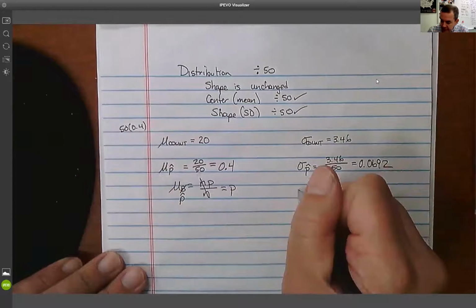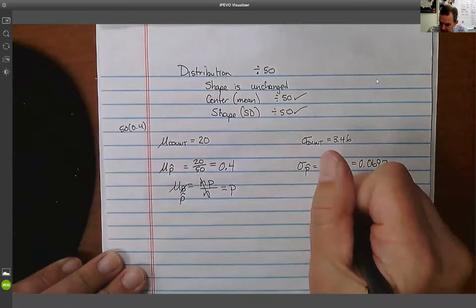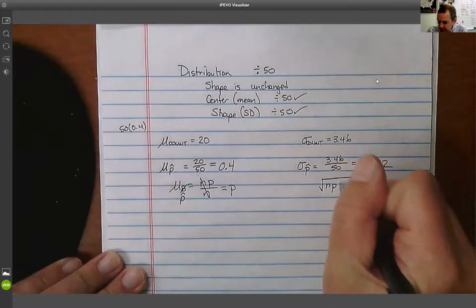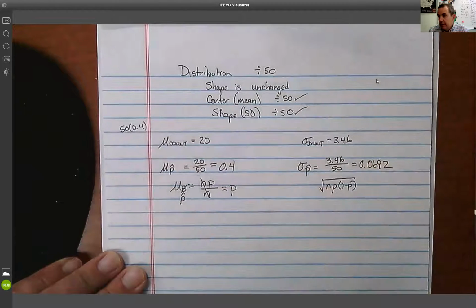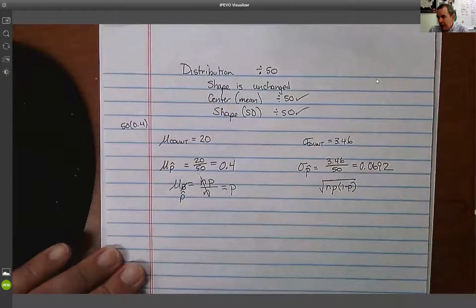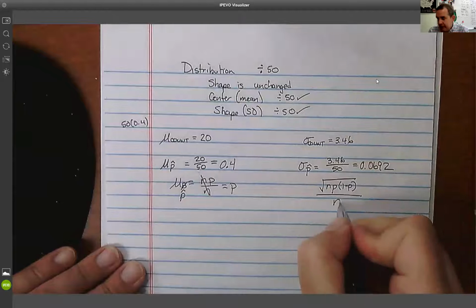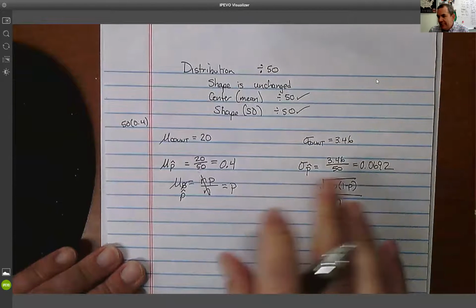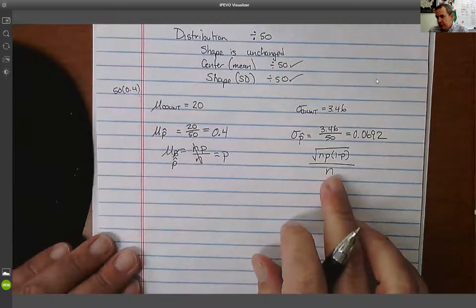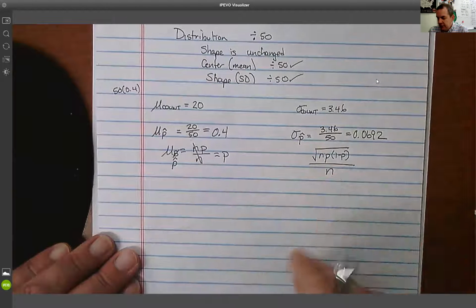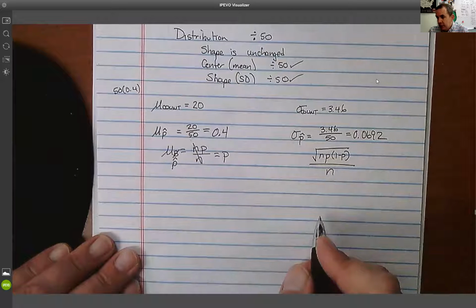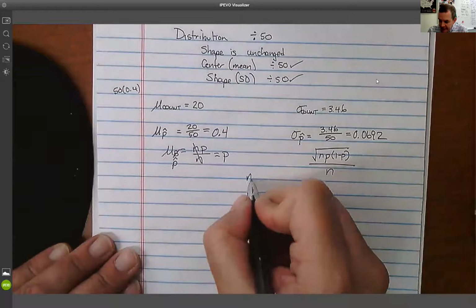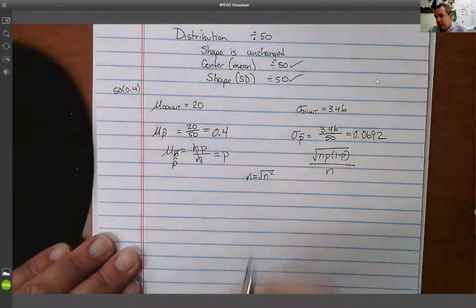Now, we're going to do the same thing with the standard deviation. We use the following formula to figure out the standard deviation: the square root of np(1 minus p). What I want to show you is what happens when I divide this by n. Let's clean this up and make it look a little bit neater. The way I'm going to do that is get everything under the radical. If you think about it, n is the same thing as the square root of n squared.